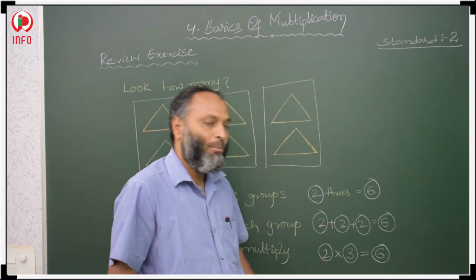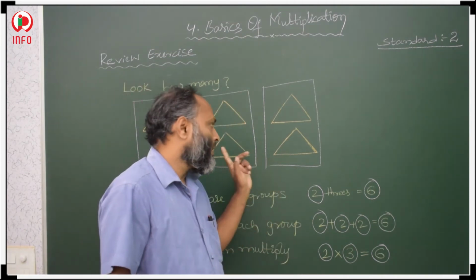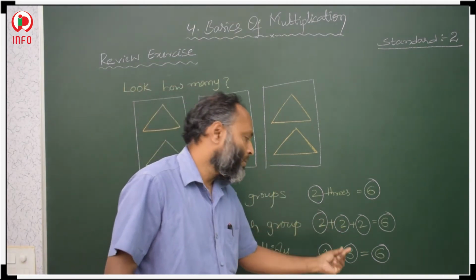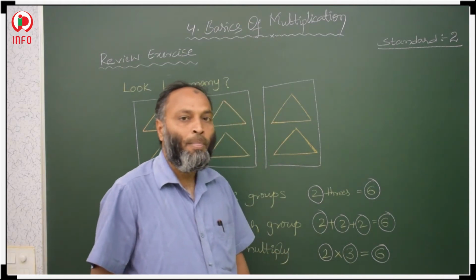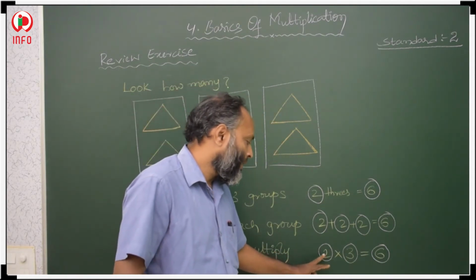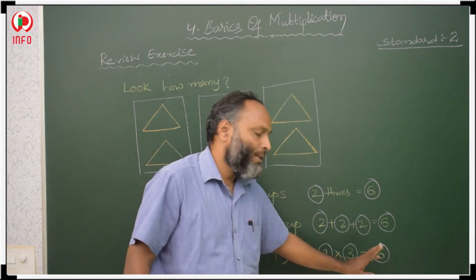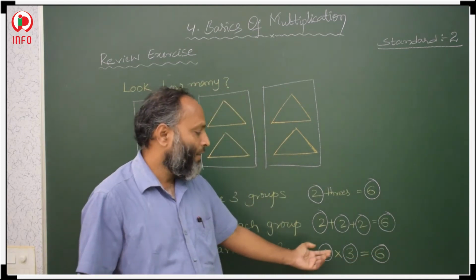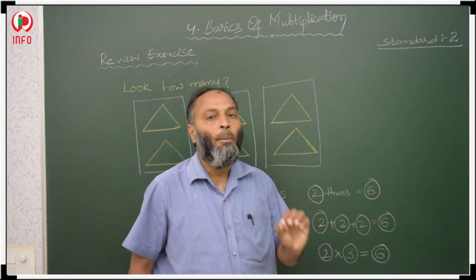So that we represent like this. Then total how many groups were there? 3 groups. That we represent here. Then after that we find the product. 2 threes are 6. In short, we can find our answer using multiplication.